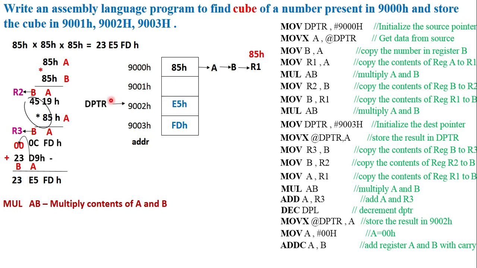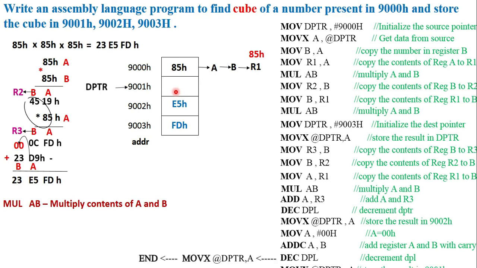So DPTR, which is pointing to 9002, should point back to 9001. So we execute a DEC DPL instruction. So DPTR now points to 9001, and now we can store the contents of accumulator into this 9001 using the MOVX instruction, MOVX @DPTR, A. After which 23 gets stored at 9001. After this instruction, we can stop the assembler. So this is how we find the cube of a number and the program to find the cube of a number using 8051. Now let us execute the same using Keil MicroVision software.